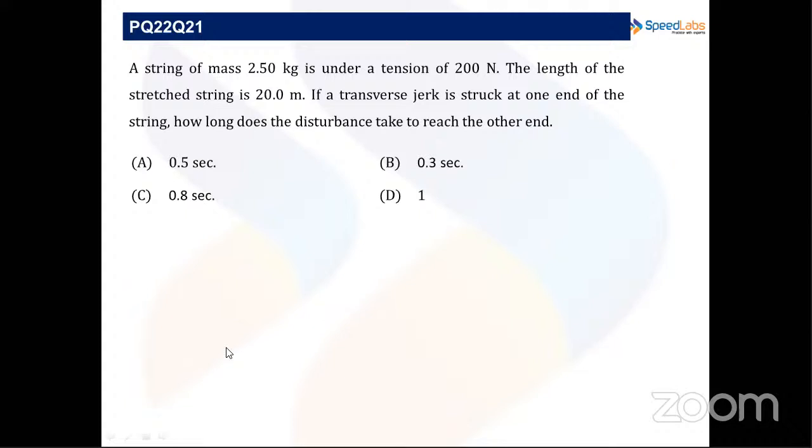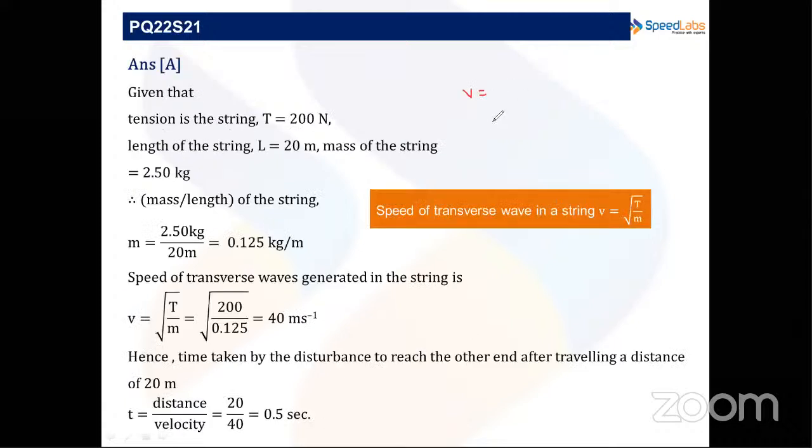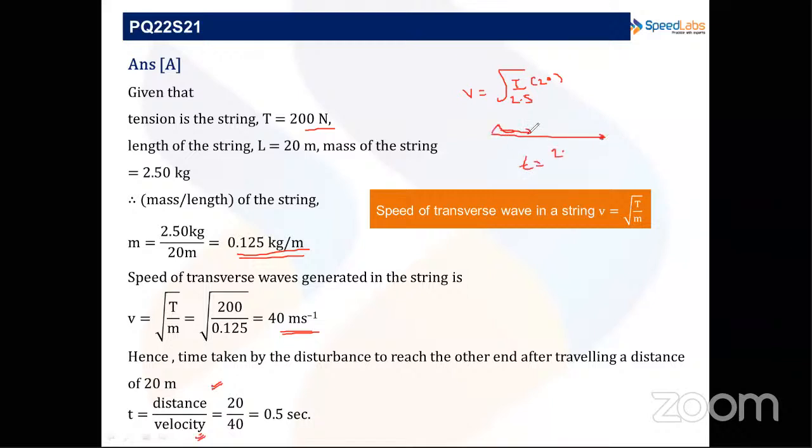Here you find out mu, and for tension you just put 200. So you get the wave velocity as 40 meter per second. Now this is the wave velocity, so you just find distance divided by velocity as the time. They are saying that from here we start the wave, how much time does it take? So time is just distance, which is nothing but length, divided by speed, which is 40, so it is just 0.5 second. Is that clear?